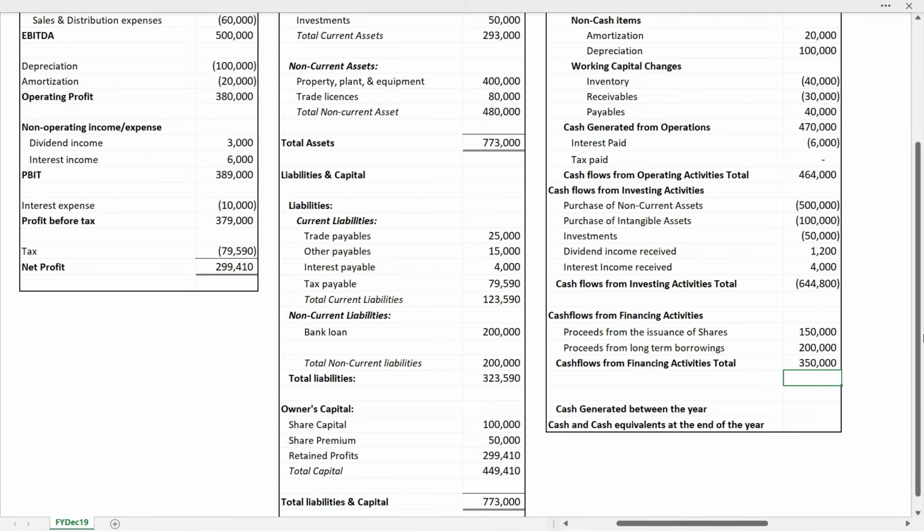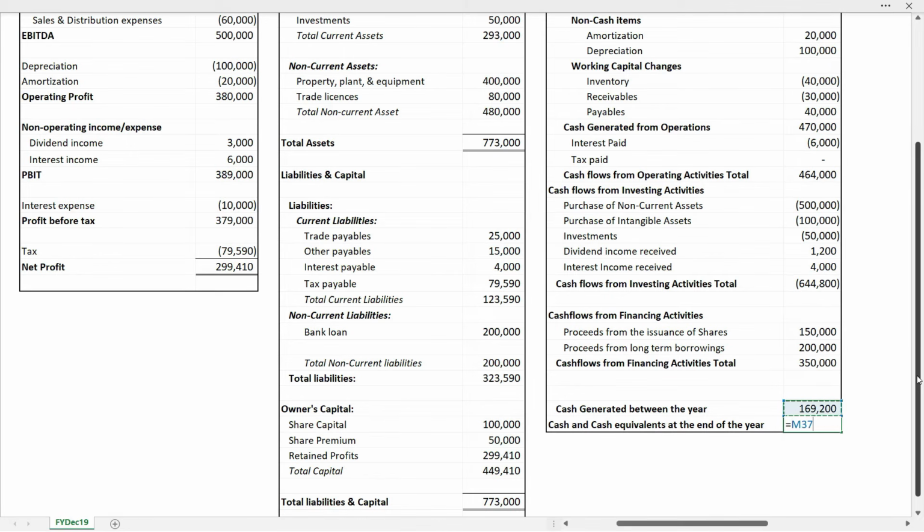Right. So with that, now we are ready to calculate this value, that is cash generated in the year, and this should be the sum of operating plus the sum of investing plus the sum of financing, and my cash generated in the year is 162,000. Finally, we have to reach cash and cash equivalents at the end of the year.